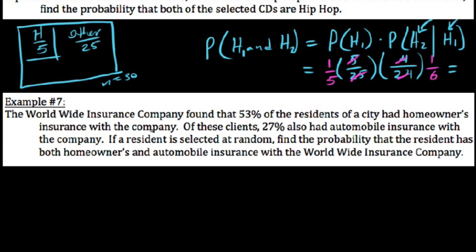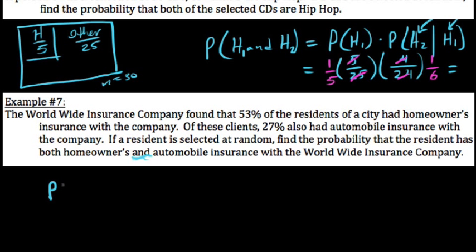And again, with this rule down here, this last example, it says the worldwide insurance company found that 53% of residents had homeowners insurance with the company. And it says of those clients, 27% also had auto insurance with the company. If a resident is selected at random, find the probability the resident has both homeowners and automobile insurance in the worldwide insurance company. Honestly, do not get intimidated by this. You read the last sentence here. It tells you what it was.